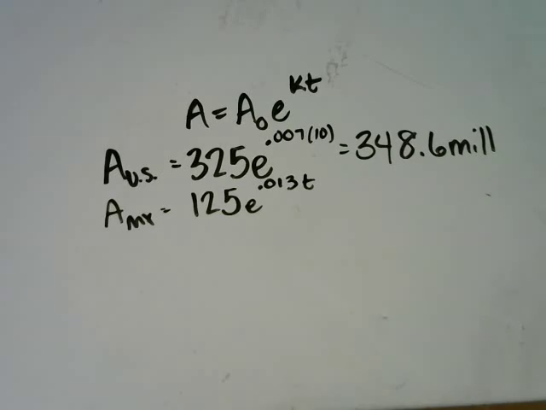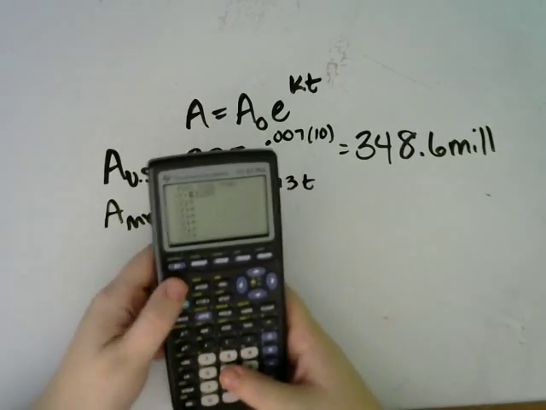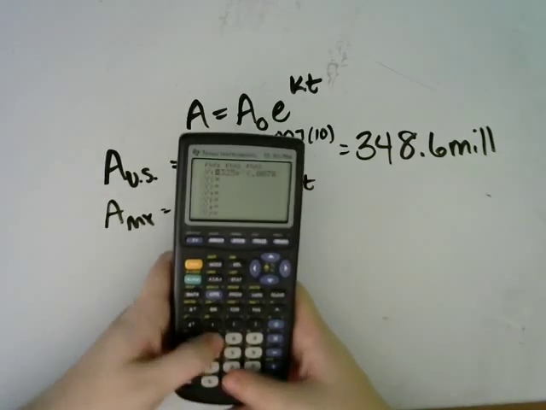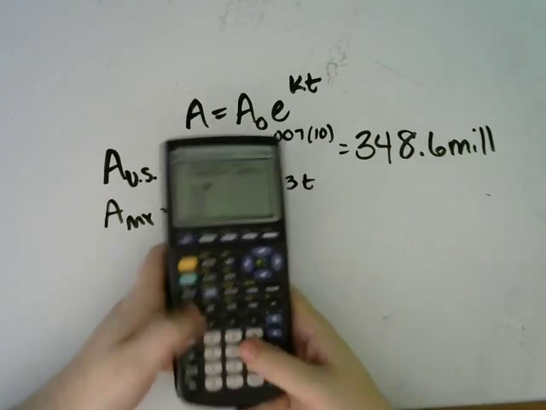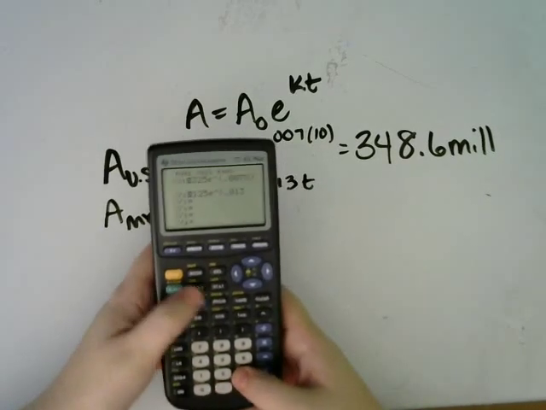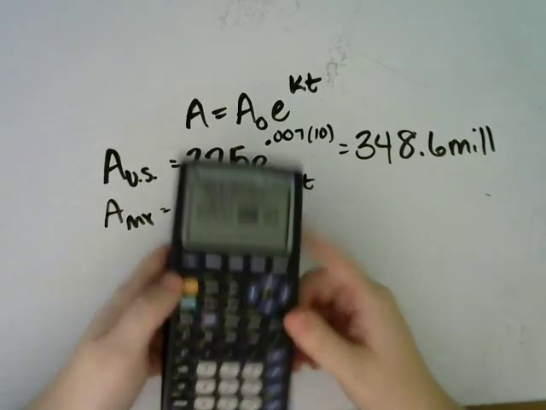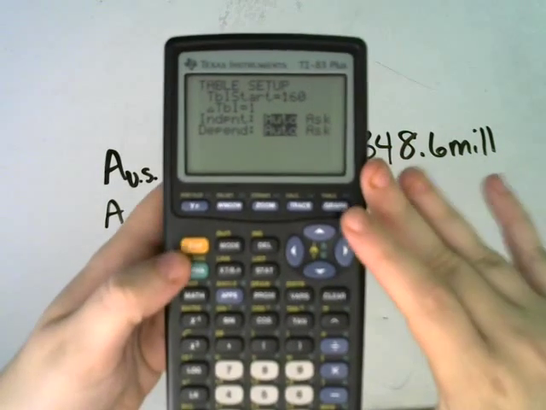The second question was, when does the population of Mexico exceed the population of the US? And we'll need our calculator and we'll need to set up our tables. And if you remember, the last answer was 161 years. And so we'll type in the first model, 325 e to the 0.007 x, and we'll type in the second model, 125 e to the 0.013 x, and we'll create a table with the same table settings that started at 160 and counted by ones.